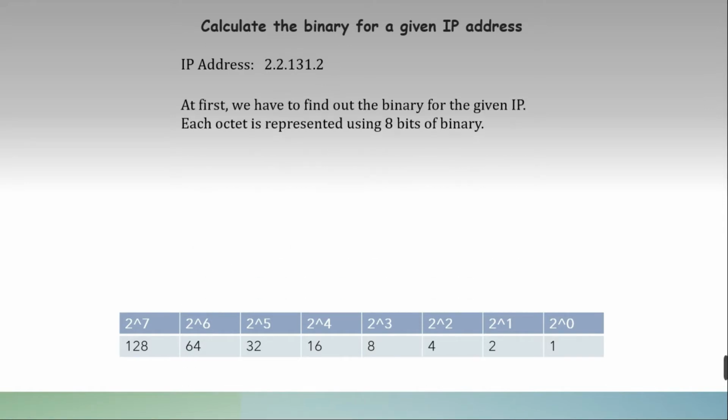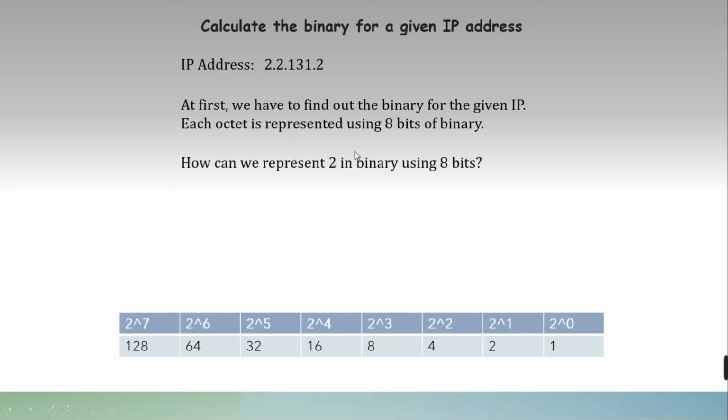At first we have to find out the binary for the given IP address. In all IP addresses, each octet is represented using 8 bits of binary. Octet means each of the things that are written between the dots. So there are basically 4 octets, 1, 2, 3, 4 different octets, and each octet is represented using 8 bits of binary.